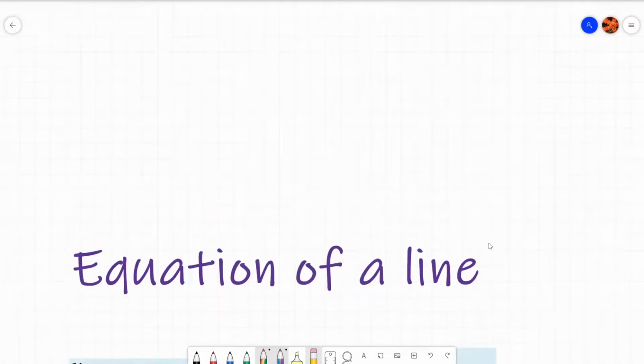Equation of a line. Let's look at how to work out an equation of a line. The formula you need to know to remember how to work out the equation of a line is y equals mx plus c.